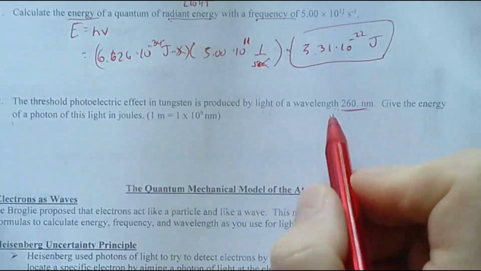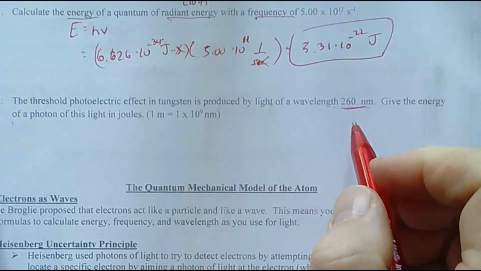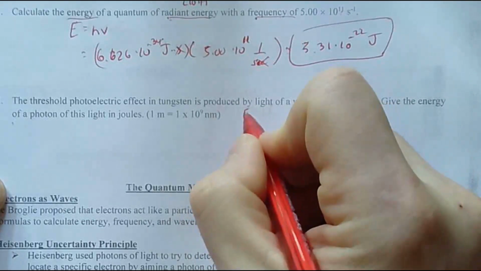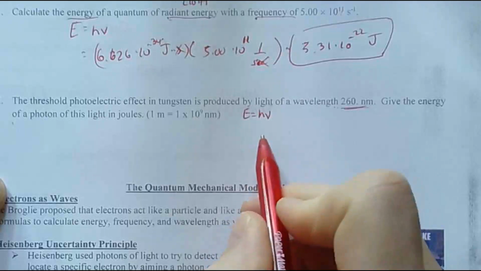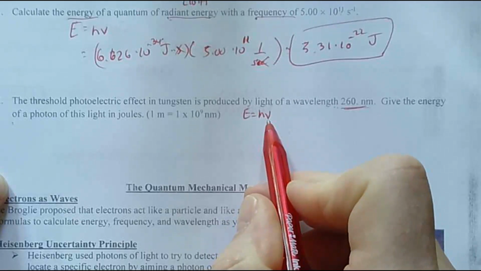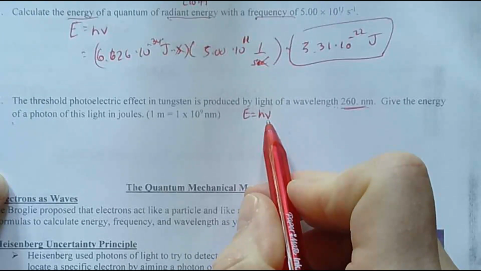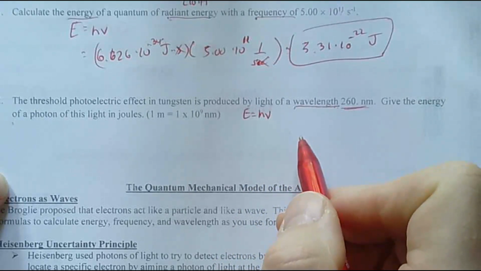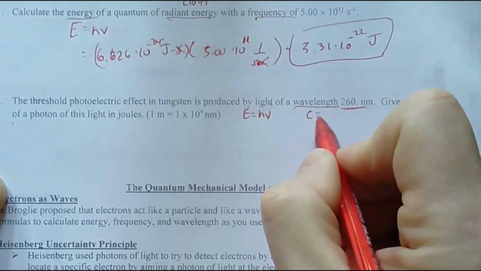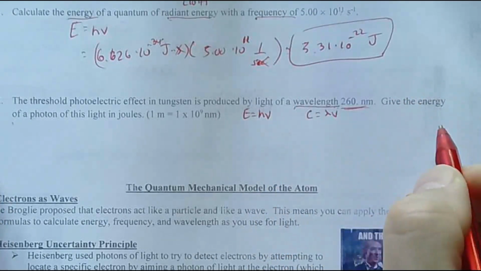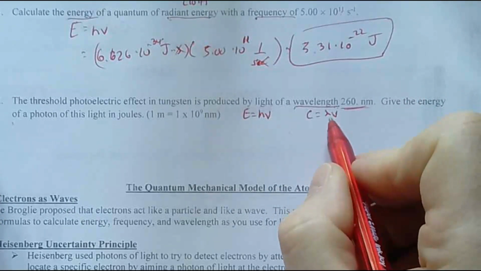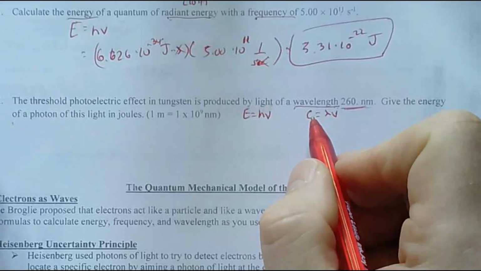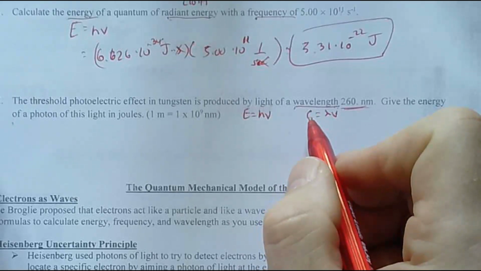So if we want to think about how we're going to get there with this problem, we want energy. And as we talked about above, energy is Planck's constant times the frequency. Well, do we have the frequency? No, we've got the wavelength. But we can use the first equation from this section because it relates frequency and wavelength. So this problem is going to have several steps, 3 steps to be honest.